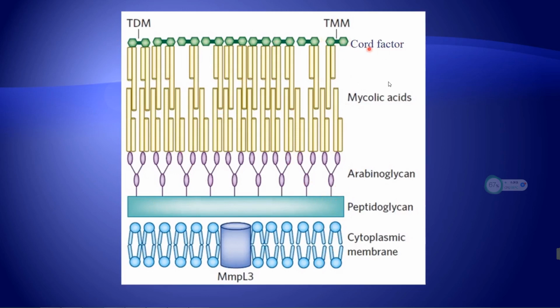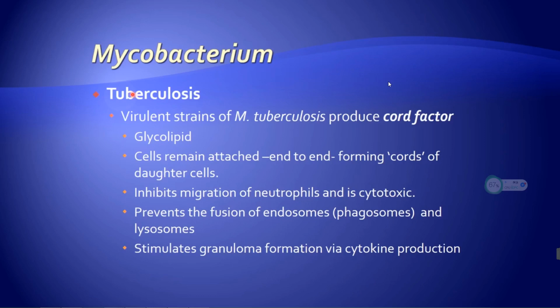And it turns out that this is one of those really virulent factors, if you would. And we'll see that bacteria that have this cord factor are very, very infectious, and those that don't have it really are not as infectious. So virulent strains have this cord factor. What is it? It's a glycolipid. And the reason why they call it cord factor is when you're looking at when this bacterium does divide, it actually remains attached to its sister cells end to end. And so it forms these cords of daughter cells. And we'll show you a picture of that very shortly.